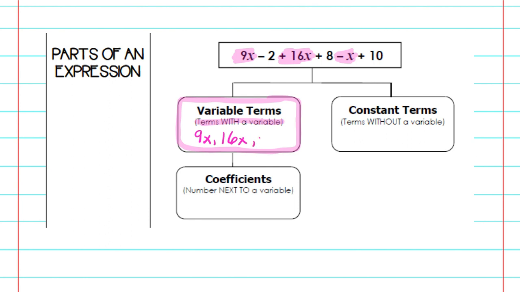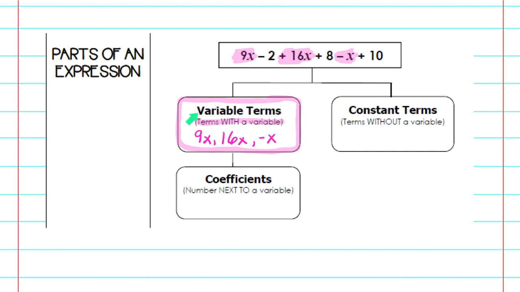16x, and negative x. When highlighting or circling your variable terms, you're going to include the sign in front of it. Okay, if there's no sign in front of it like 9, that is telling me it's a positive 9. Negative x really means negative 1x. But I don't have to put the 1 because any number times 1 is itself. But negative x, I want you to look at that and think negative 1x.